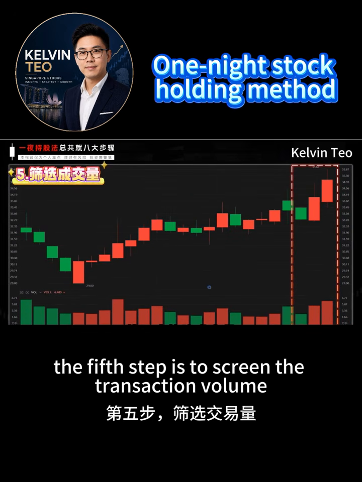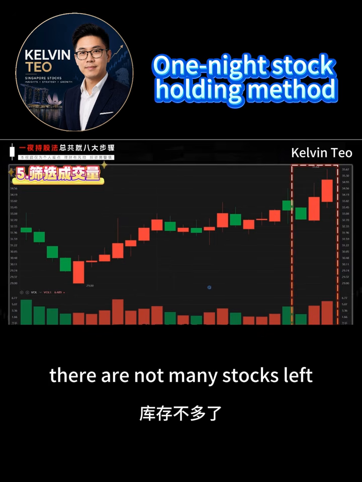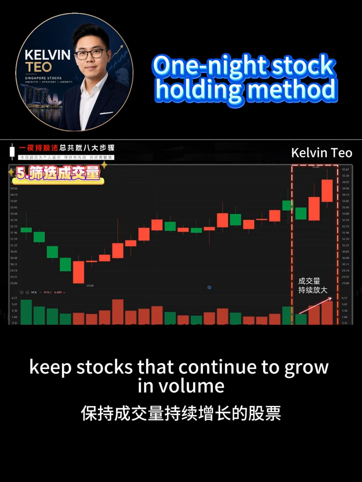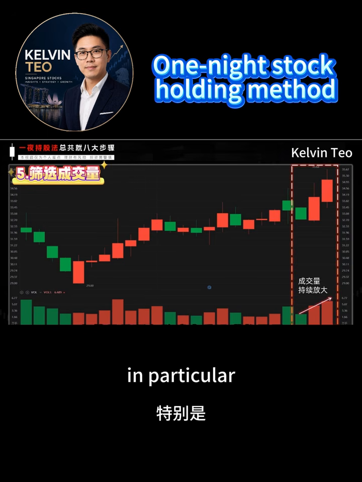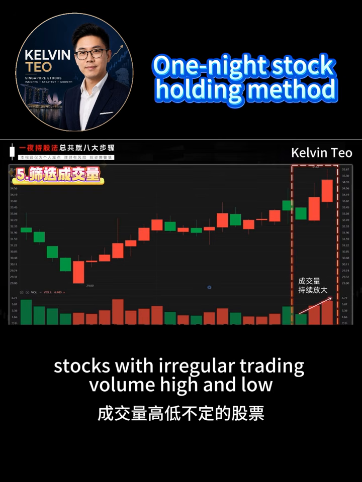The fifth step is to screen the transaction volume. After the previous 4 steps of screening, there are not many stocks left. Look at the K-line charts of these stocks in turn. Keep stocks that continue to grow in volume, in particular stocks that exhibit a step-up channel. Exclude stocks with irregular trading volume, high and low.